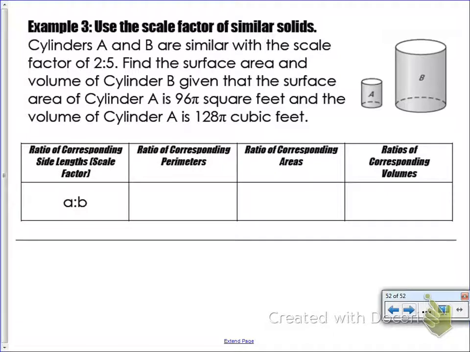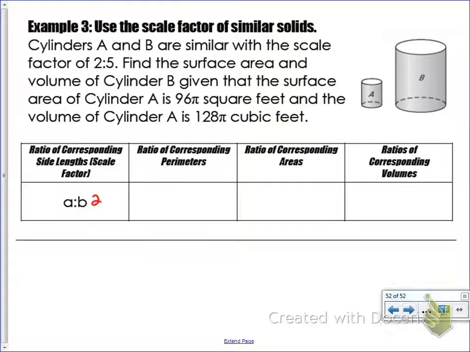Now, how we're going to go ahead and use this, we want to figure out, so we were given two cylinders A and B, and they're similar with a scale factor of 2 to 5, so that's given to me. We want to find the surface area and volume of cylinder B, given that the surface area of cylinder A is 96 pi, and the volume of cylinder A is 128 pi. So first things first, let's go ahead and find all of the different ratios for this.